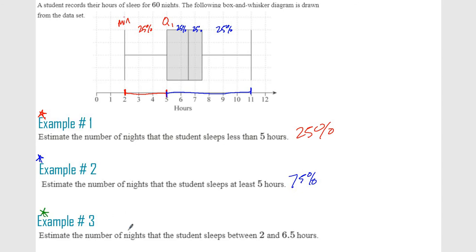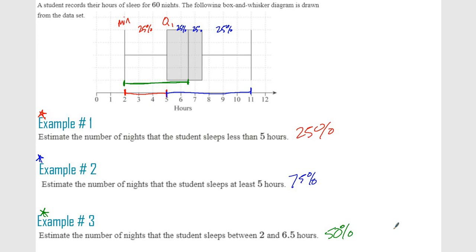Example 3. The number of nights that a student sleeps between 2 and 6.5 hours. Well, 2 would be here. 6.5 would be from here. So we want this percentage. That represents 50% of my data, from my minimum to my median.